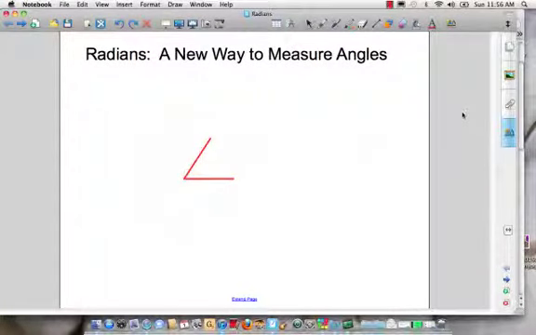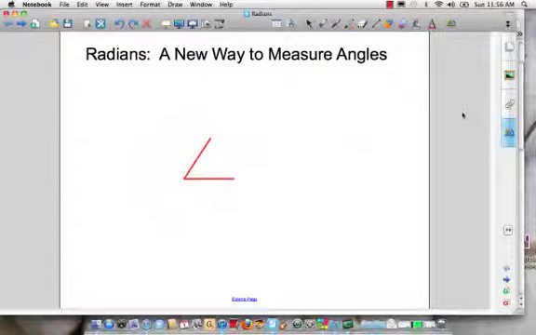This lesson introduces you to radians. Radians are a new way of measuring angles. So far, we've always measured angles in degrees, and that works quite well for right triangles and right triangle trigonometry. For most higher mathematics, if angles are going to be measured, you're going to use radians.